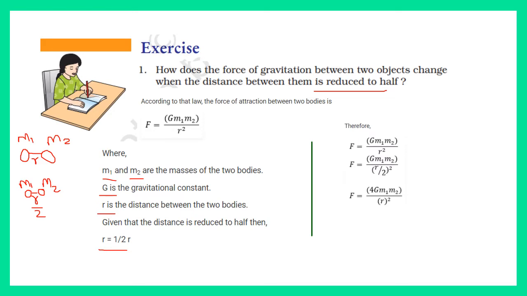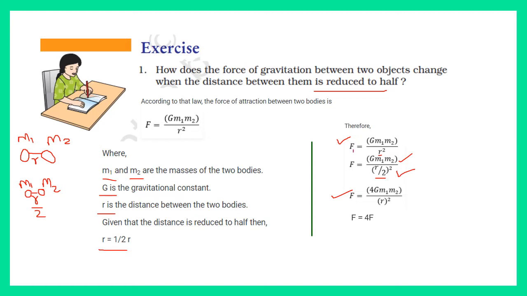F is equal to G m1 m2 upon r square. Now what are we going to do here? We just have to substitute the value of r. So F is equal to G m1 m2 upon (r by 2) whole square. See, the value of r is r by 2. Now open the whole square and we get F is equal to 4 G m1 m2 upon r square. So you can see that F is equal to 4 F1.